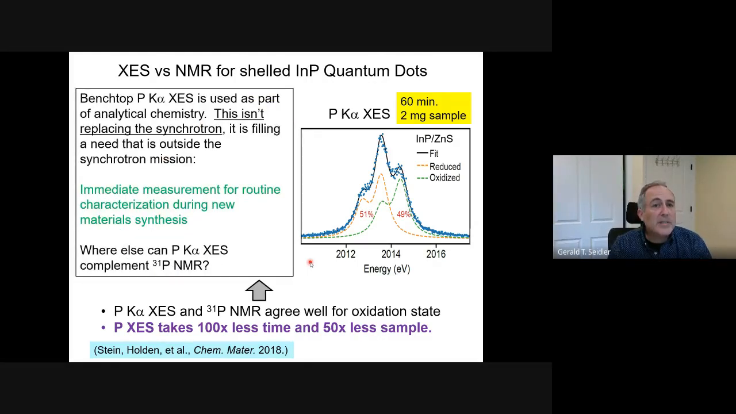So, you know, this is being used as part of analytical chemistry. We're not replacing the synchrotron, because what was needed here was immediate measurement day after day for a few weeks for routine characterization as our collaborators were figuring out new material synthesis. And you just can't go to the synchrotron day after day for this kind of application.